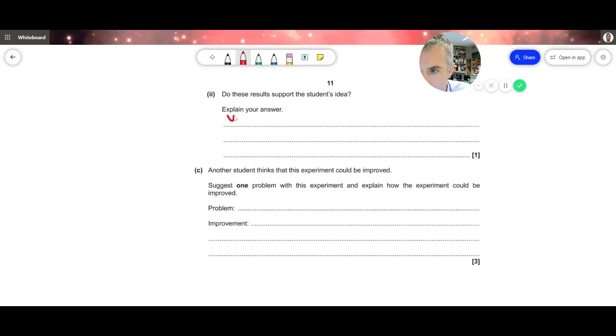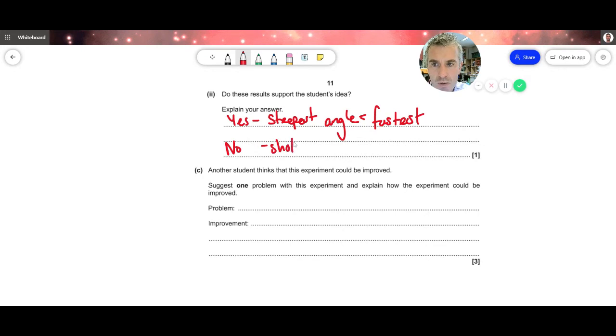If you say yes, because steepest angle equals fastest. But you could also say no, because shallowest angle did not equal the slowest. So there's more than one correct answer, but the most important thing is yes and an explanation, no and your explanation. If you just say yes, you don't get any marks. If you just say no, you don't get any marks. You must explain why. Another student thinks the experiment could be improved.